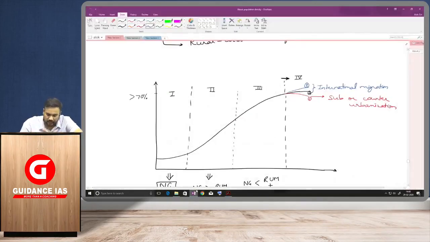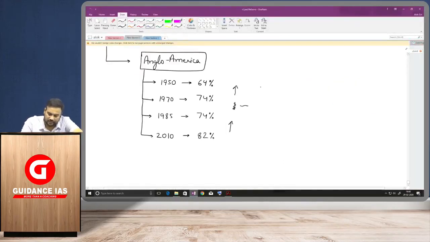Okay, was that much understood? So that is the first thing about North American urbanization. So very clearly, one important thing that we find in this pattern is that it is tied with economic growth.